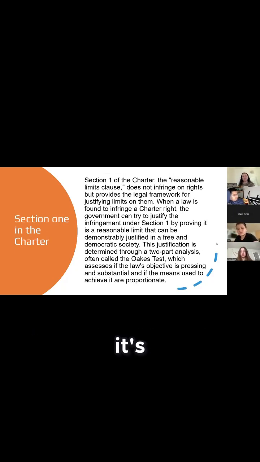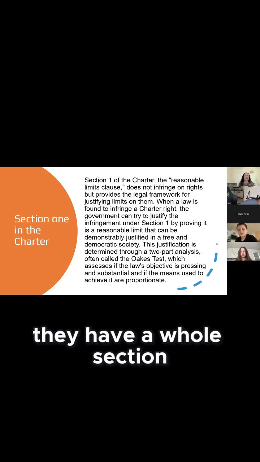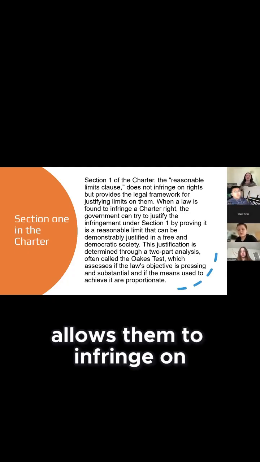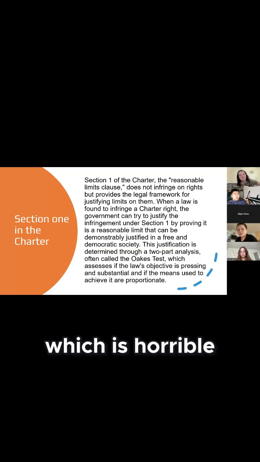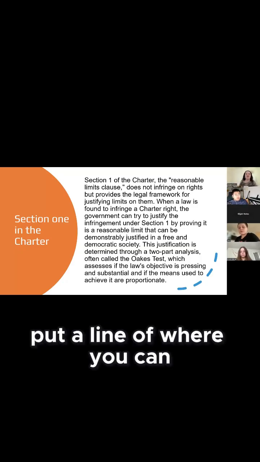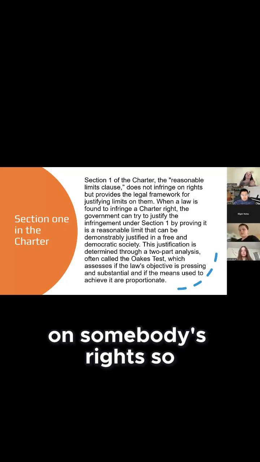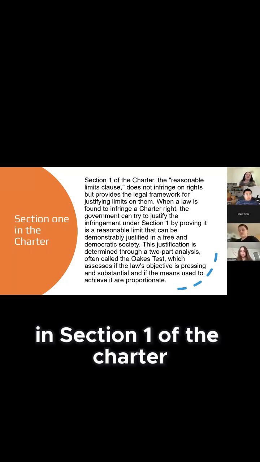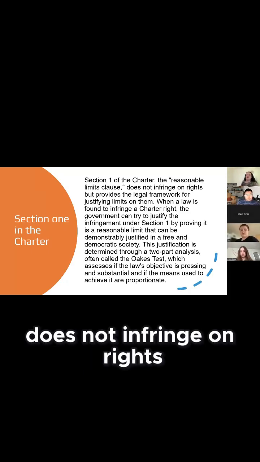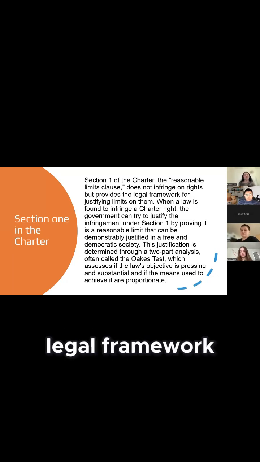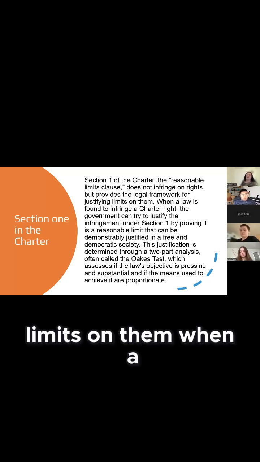Now in Canada, it's a completely different story because they have a whole section that allows them to infringe on your rights, which is horrible. And they don't really put a line of where you can and can't infringe on somebody's rights. So in Section 1 of the Charter, the Reasonable Limits Clause does not infringe on rights, but provides the legal framework of justifying limits on them.